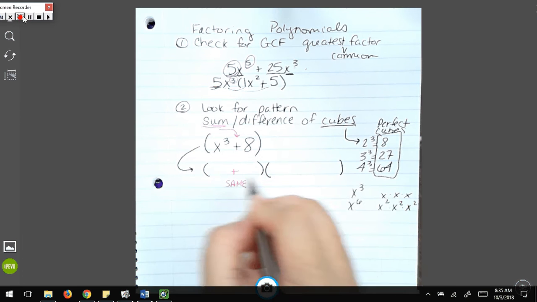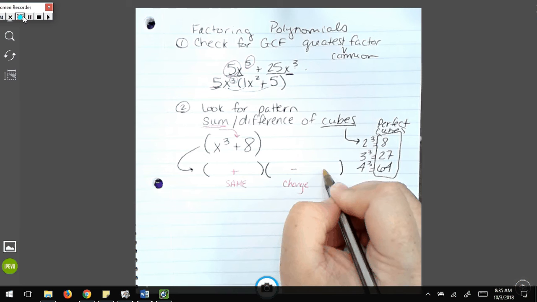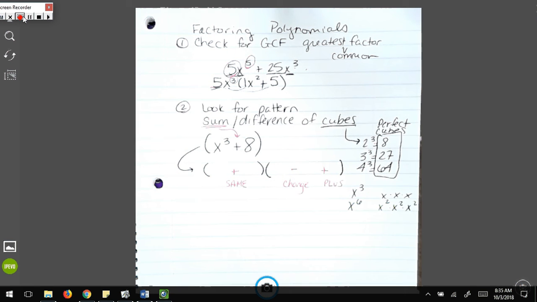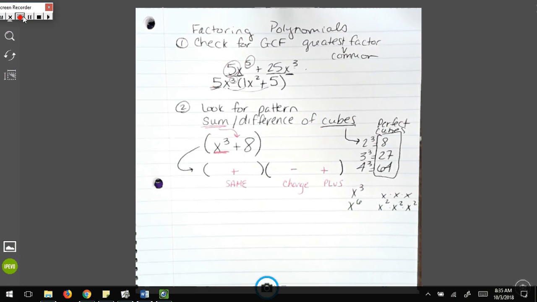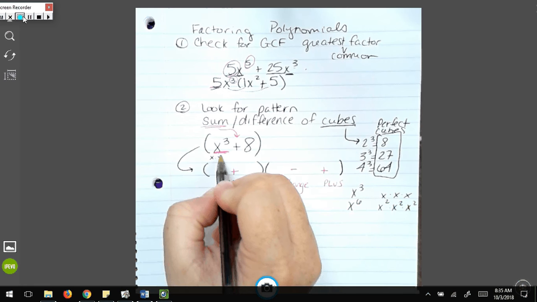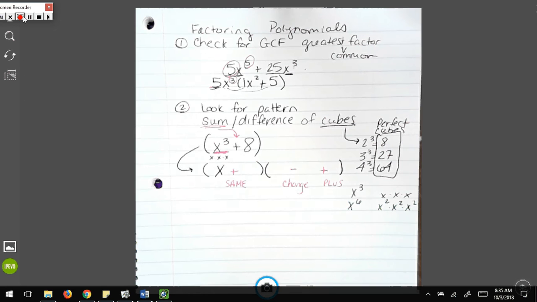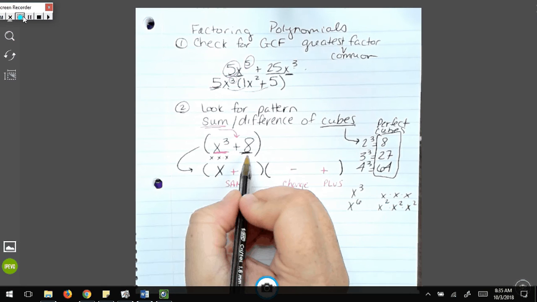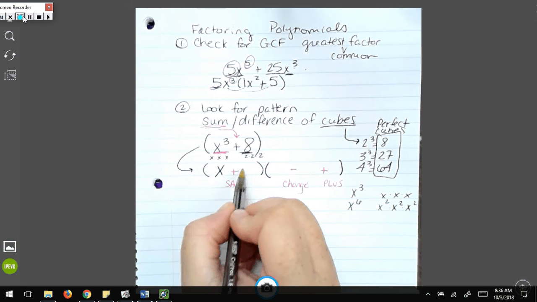Then you're going to change it, and the last sign is always going to be plus. Okay, same, change, plus. And here's what you have to do. You look at this first term and you say, what multiplies by itself 3 times to give me x cubed? Well, because x times x times x is x to the 3rd, that means an x goes here. Same process with 8. What times itself 3 times gives you 8, and that's 2, so a 2 goes here.